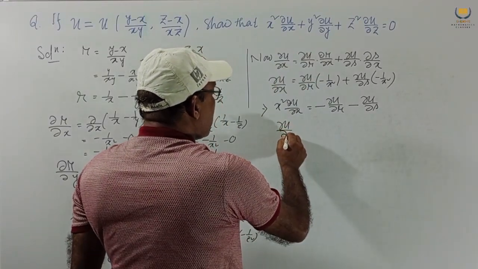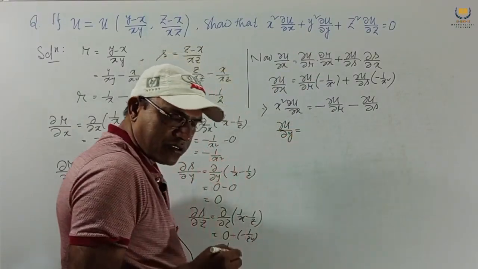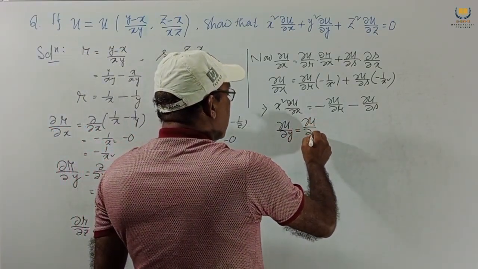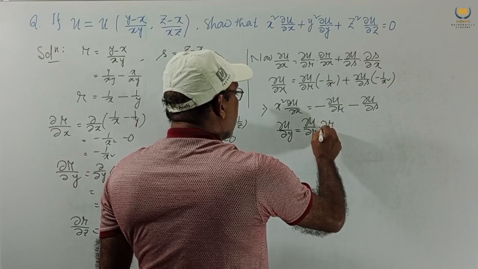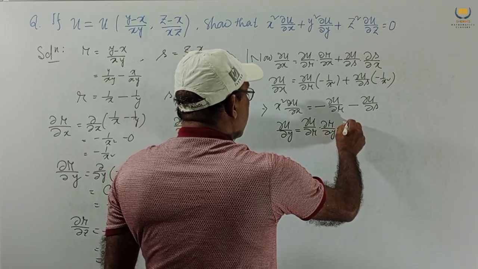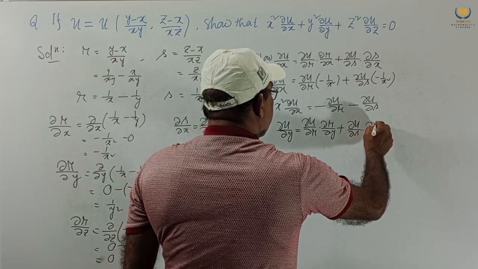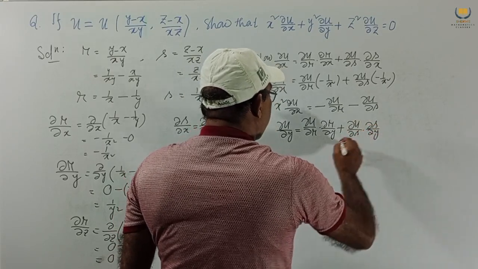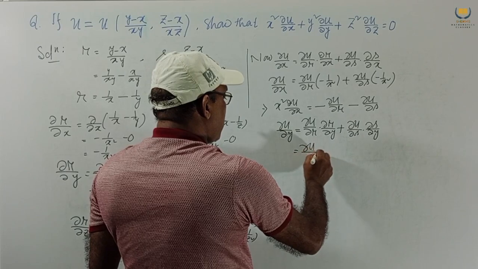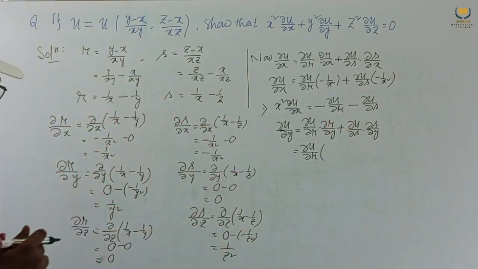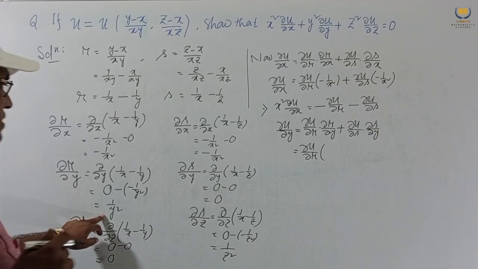Next, we find ∂u/∂y. ∂u/∂y, again in total differentiation using the chain rule, is ∂u/∂r ∂r/∂y plus ∂u/∂s ∂s/∂y. ∂u/∂r ∂r/∂y, where ∂r/∂y is minus 1/y².